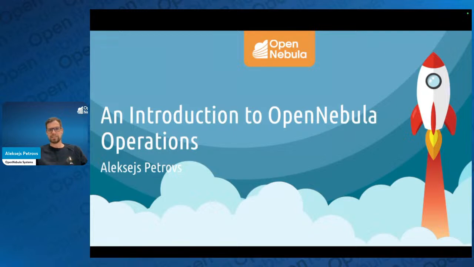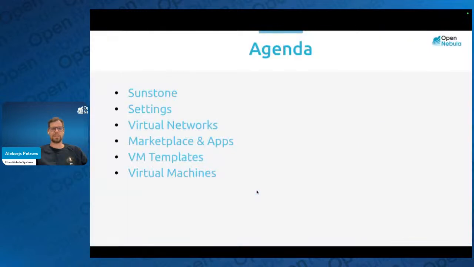Awesome. So let's start this one. Today we are going to talk about the Sunstone, the graphical user interface. We are going to cover some settings. We are going to talk about virtual networks. We are going to cover marketplace and apps, VM templates, and virtual machines. So we have a pretty packed agenda. I'll try to make it as fun as possible.